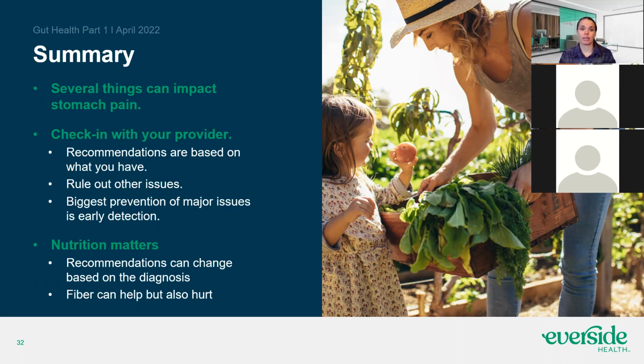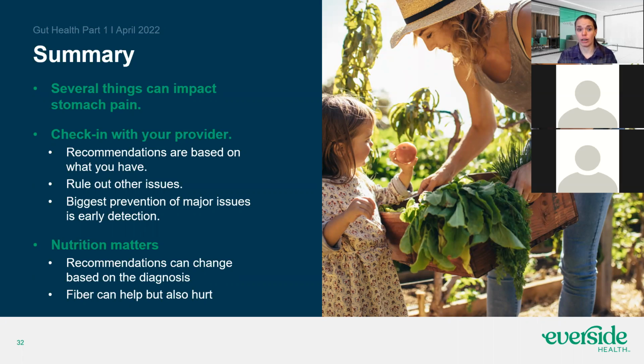In summary, there are a lot of different things that can impact stomach pain, tummy pain, GI pain, bloating, gas. Check in with your provider. Recommendations are based on what you have. If you have a structural issue going on, we need to figure that out. We need to get the nail out of the tire before we can patch everything up and get the air back in the tire. So we need to rule out other issues. The biggest prevention of major issues is early detection. The earlier you catch it, the earlier you can do something about it.